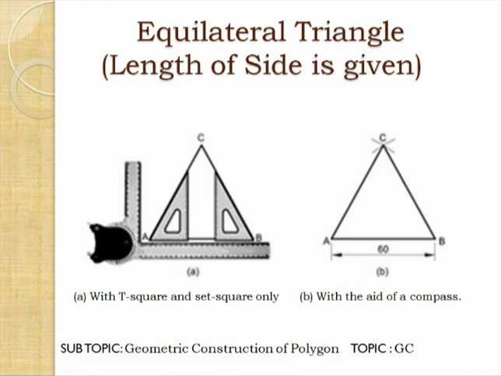In the second figure, we are constructing an equilateral triangle with the help of a compass. So first of all, we know the length of AB is 60 mm, and we can draw the line AB. Then taking A as center and 60 mm radius, draw an arc. And again taking center B and 60 mm radius, you draw another arc intersecting at the same point C. You join AC and BC, then we will get the equilateral triangle ABC with the help of a compass.